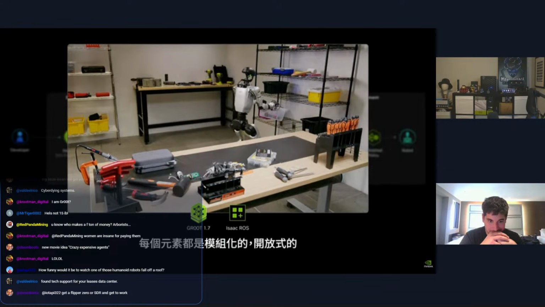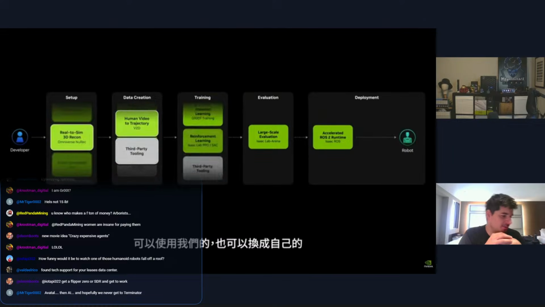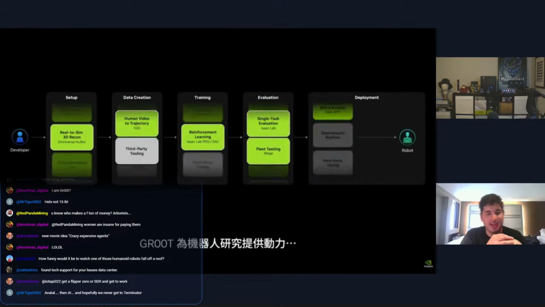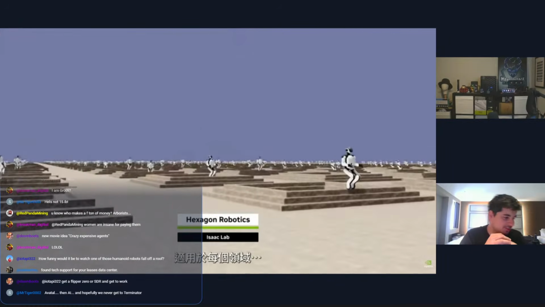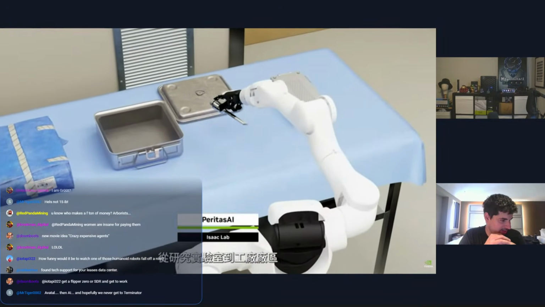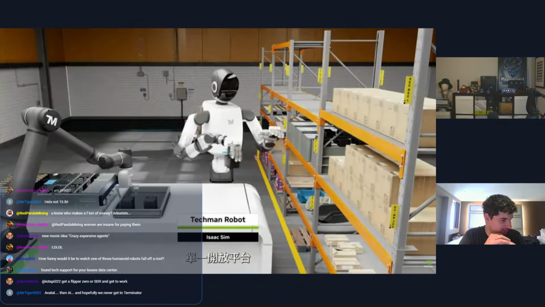Every element modular. Open. Use ours, swap in your own. Flipper, Daybreak, and GR00T is powering AI robotics research across every discipline, for every domain, from research labs to factory floors. One open platform.